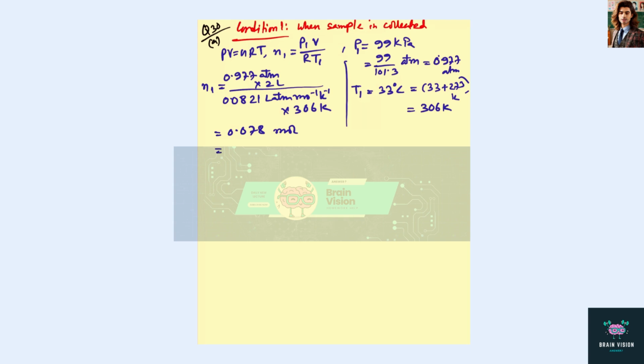And this is equal to the sum of the number of moles of air and the number of moles of benzene. Therefore, 0.078 is equal to N air plus N benzene. Now let's go to condition 2.